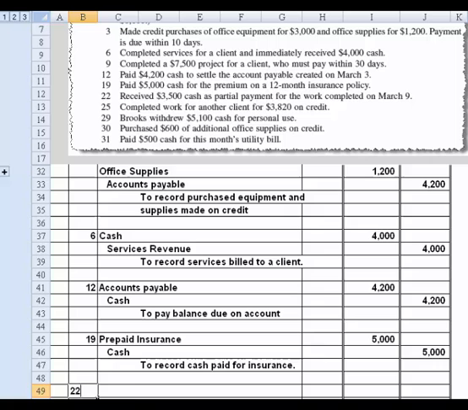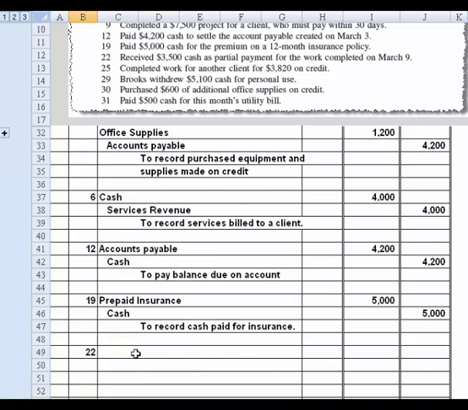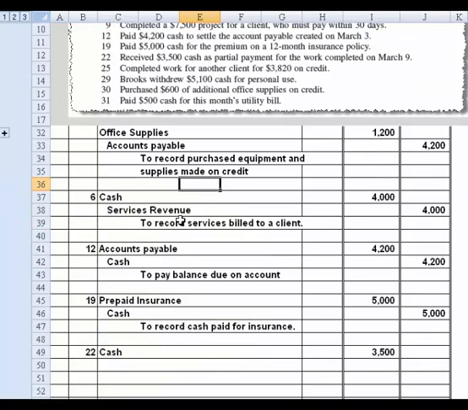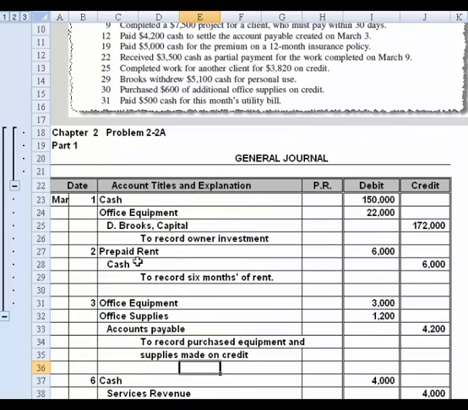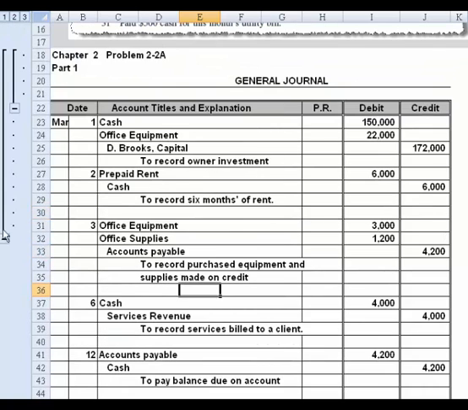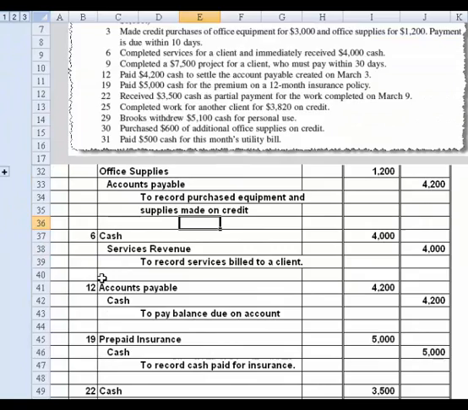Okay, on the 22nd, I'll slide a little bit again. We received $3,500 cash. I'll put the dollar amount in, and I know it's a debit to cash. I'll just reference that cell as partial payment for the work completed on the 9th. Well, if I slide back, I've got that hidden. Let me undo this, but if we slide back up to the 9th, on the 9th. Maybe I read that wrong. Let me take a look again.